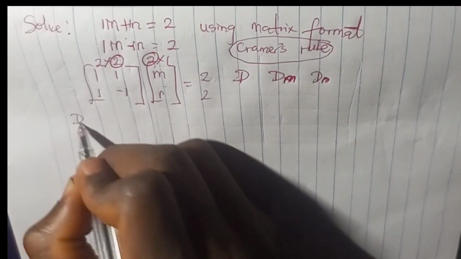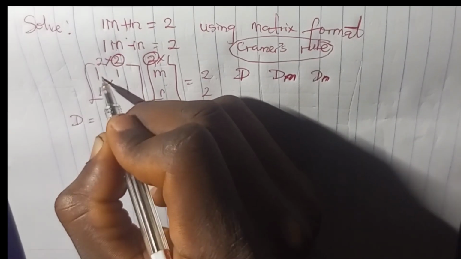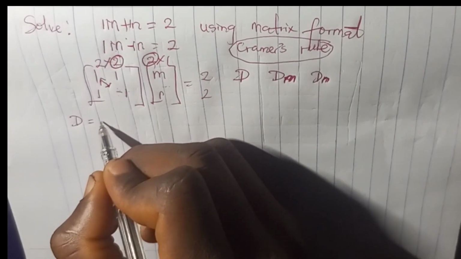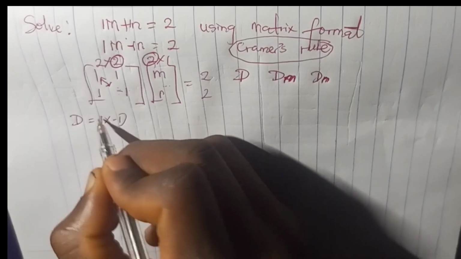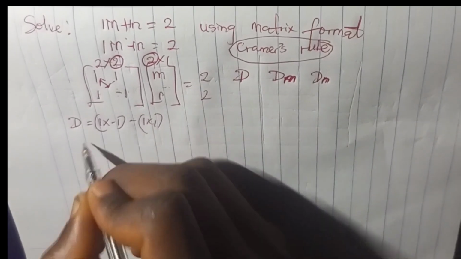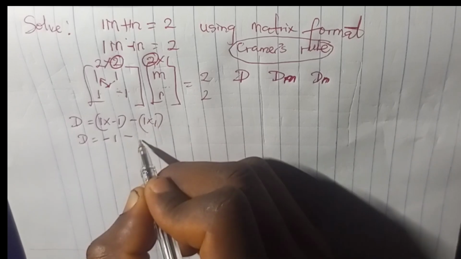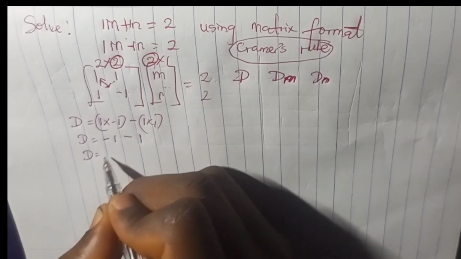So first of all, let's find the normal determinant. How do we find the determinant of a 2 by 2 matrix? We multiply the leading diagonal, 1 times minus 1, minus the product of the other diagonal, 1 times 1. I hope you are clear. So I have D = 1 times minus 1, which is minus 1, minus 1 times 1, which is 1. So the determinant is actually minus 2.